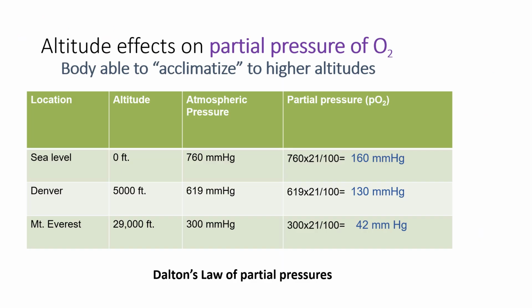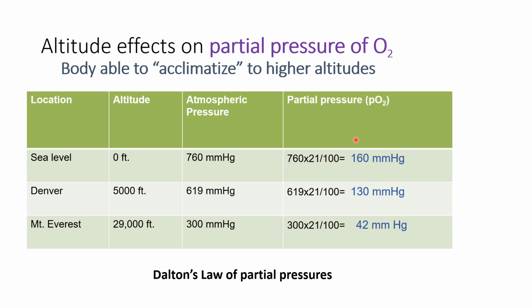So we want to get to 100 millimeters of mercury of oxygen, regardless of our situations. Well, we're not always at sea level. Sometimes we're flying in planes, and sometimes we're climbing mountains, and sometimes we're underwater. And so the partial pressure of oxygen will change.